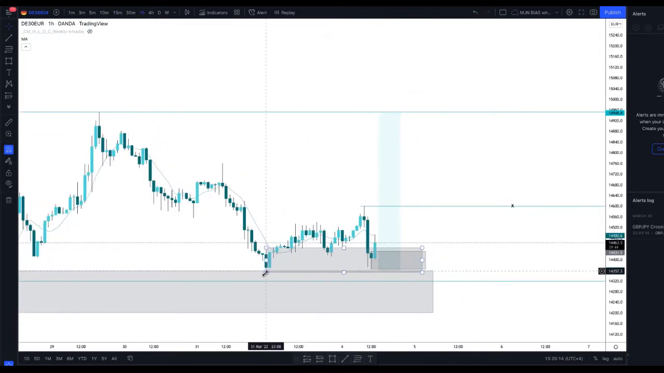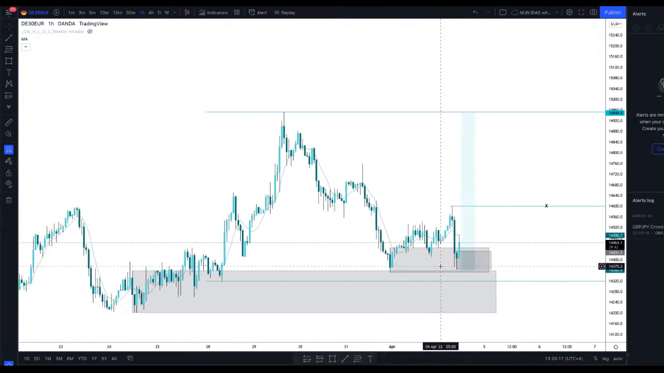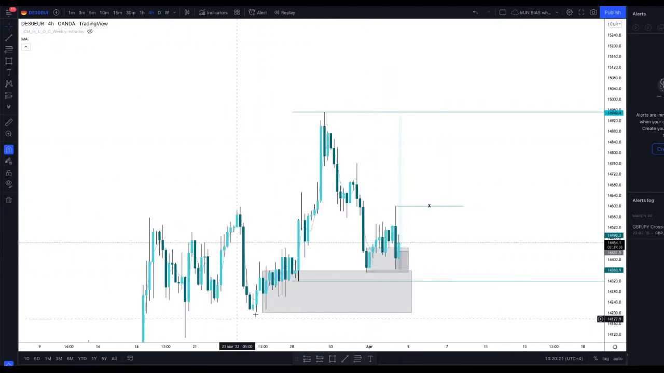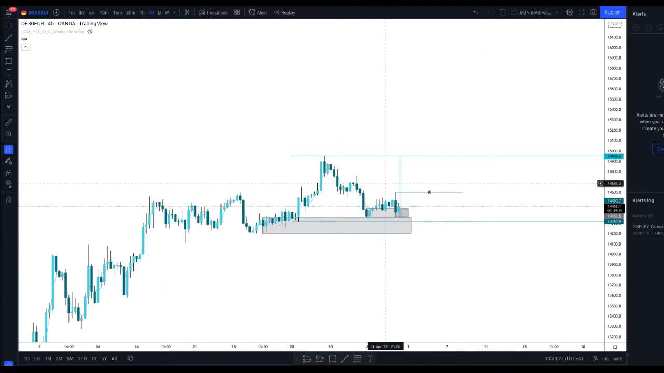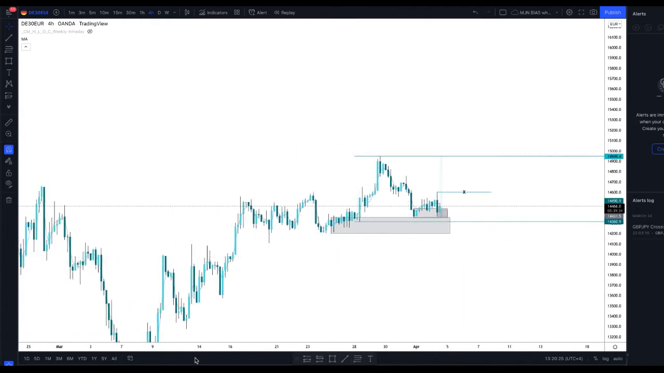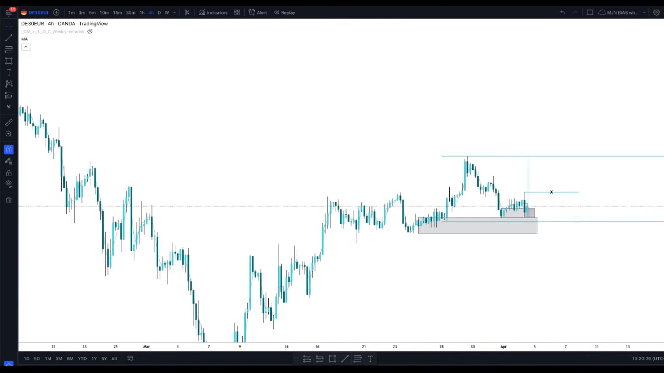Now, just bear in mind, if this structure here breaks, okay, and even more so if we look at the 4-hour time frame, if this structure here breaks, then we are certainly not going to be heading up anytime soon, and this will just be the retracement, and then we'll be potentially heading to the downside. Okay.